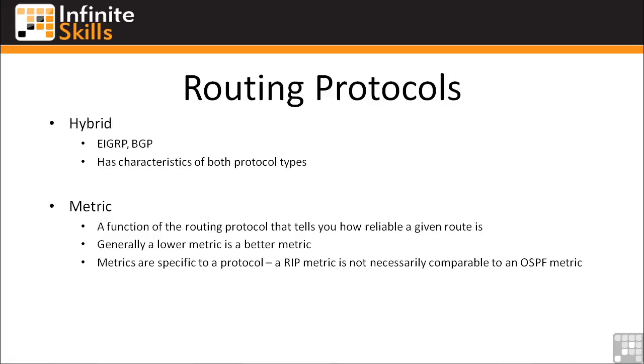Which brings us to the last concept we're going to talk about when we talk about routing protocols, and that is administrative distance. And administrative distance is to routing protocols what the metric is to an individual routing protocol. Essentially, it tells the router how reliable a given routing protocol is. For example, let's say you're running OSPF and RIP on one of your routers, and you learn the route to the same network via OSPF and via RIP.